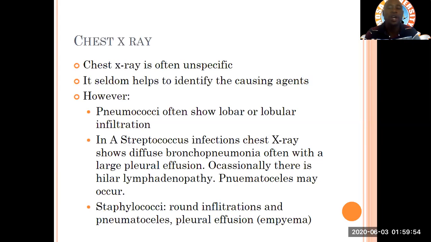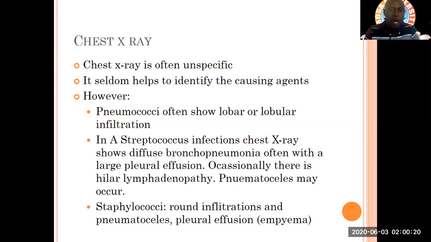We may also do a chest X-ray, which is often not specific. But the intention also is to try to rule out other possible conditions that may present the same as pneumonia. Okay? It also helps to find other causative agents.